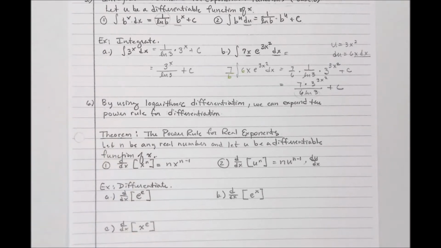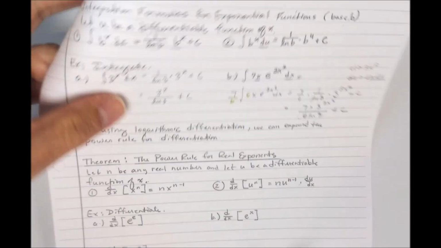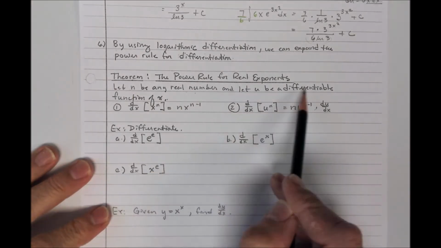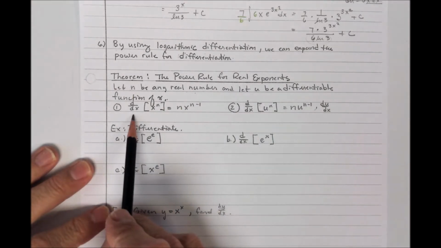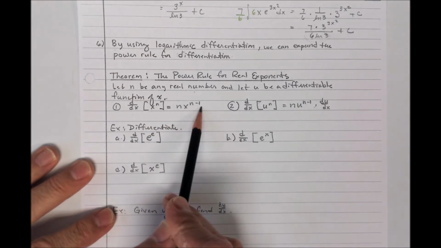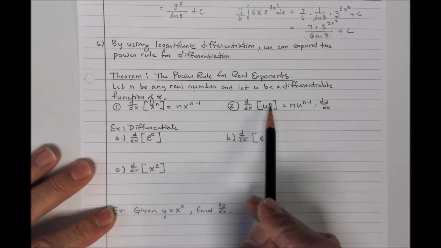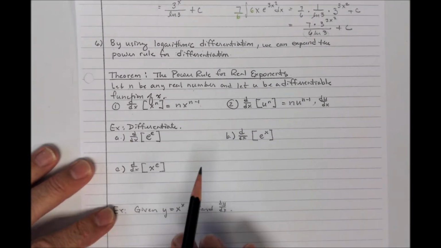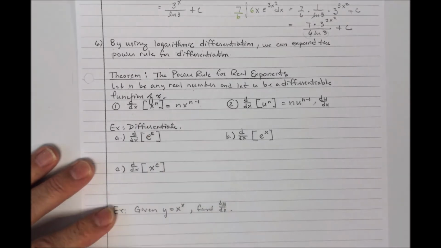All right, now, because of logarithmic differentiation, we can expand the power rule that we had at one time was limited to just rational numbers here. We can allow it to be irrational numbers as well. Any real number. Let n be any real number. Let u be a differentiable function of x. The derivative with respect to x of x to the n is nx to the n minus 1. And the derivative with respect to x of u to the n is nu to the n minus 1 times du dx. So it doesn't matter even if we have an irrational exponent.